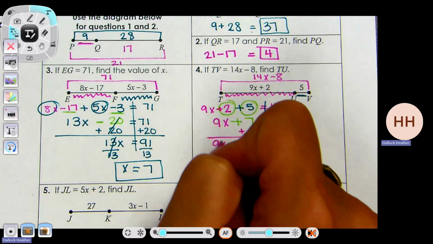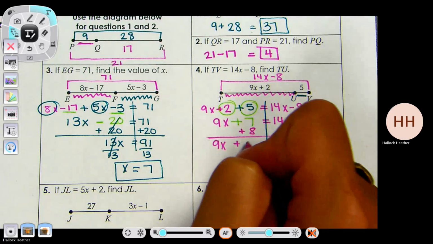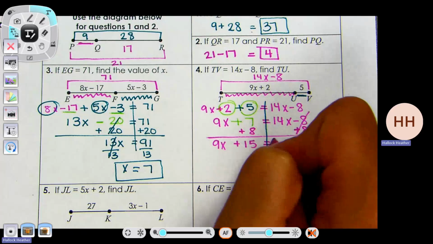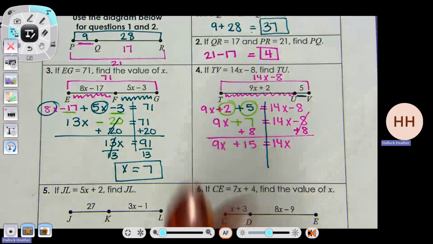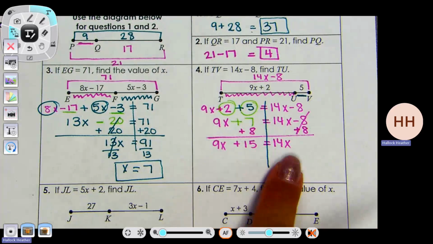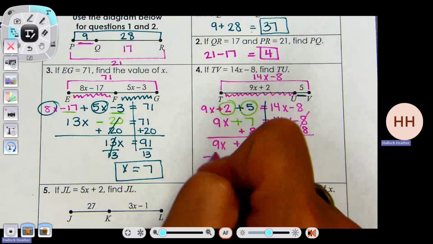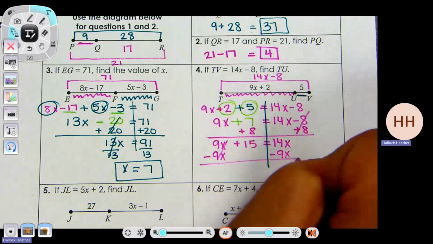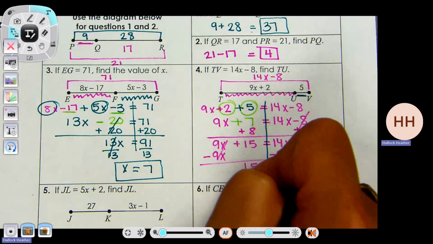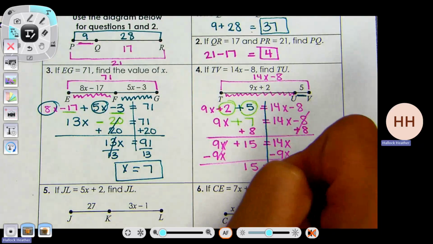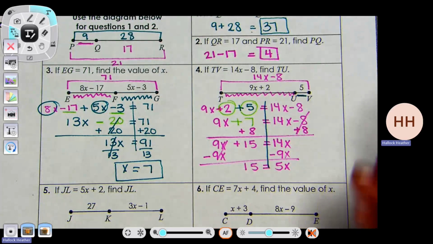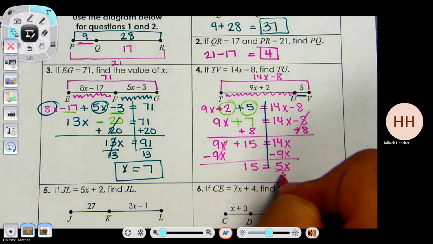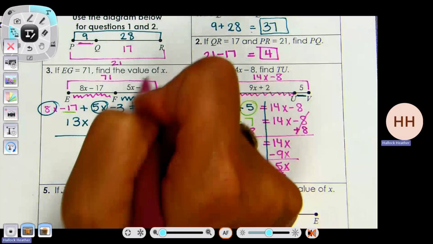So 9x plus 15 equals 14x. Need to get rid of the 9x. So I'm going to subtract it and move it to the other x to combine like terms using opposite operations. So 15 equals 5x. And then if I divide by 5, x equals 3.